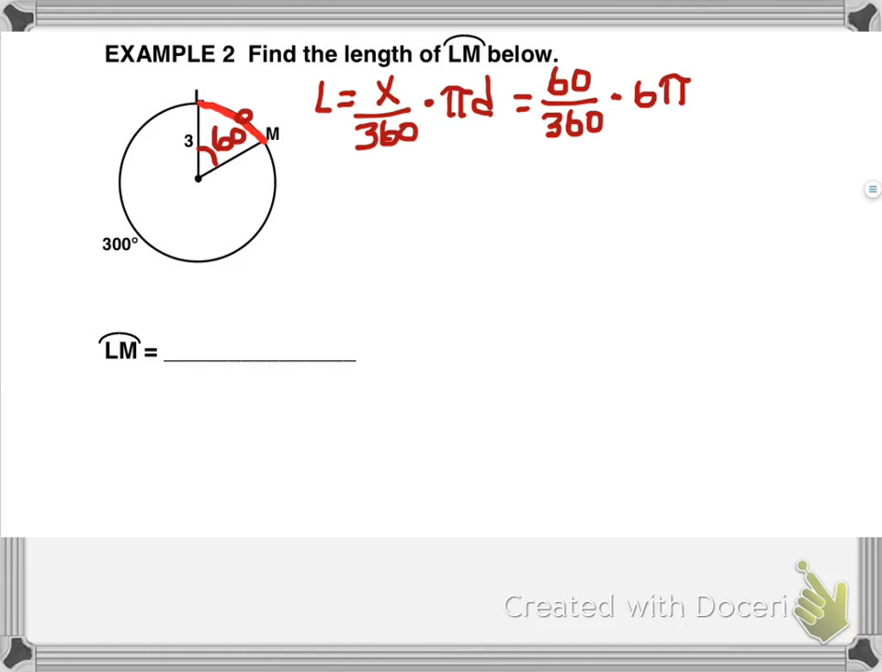Now let's just simplify this expression. 60 over 360 simplifies to 1 over 6. So 1/6 times 6 pi, 1/6 of 6 is simply 1. So 1 pi is equal to pi, and the length of arc LM is going to be represented simply as pi, or approximately 3.14.